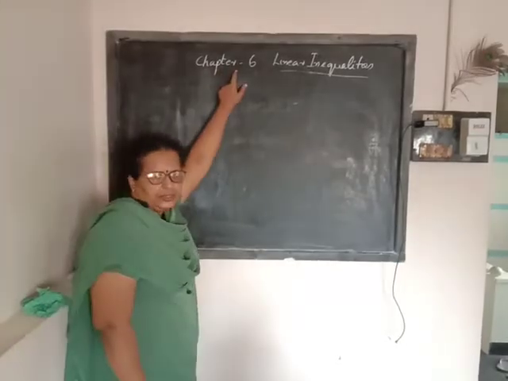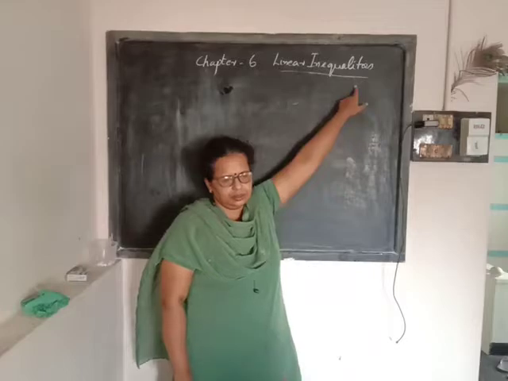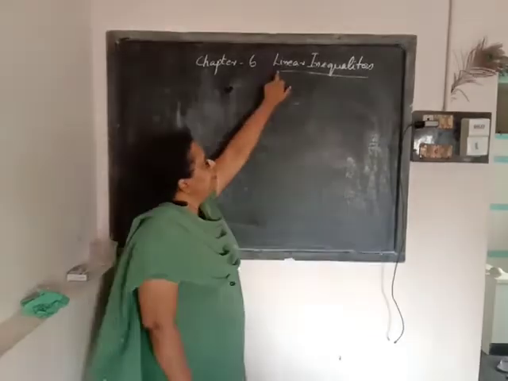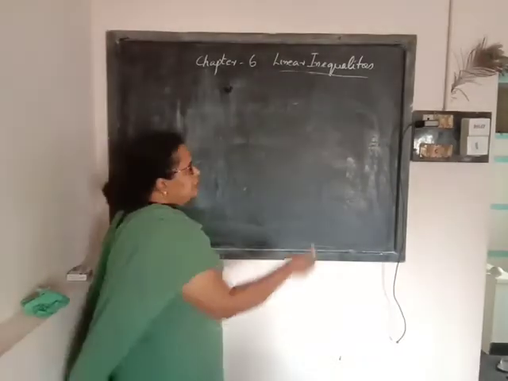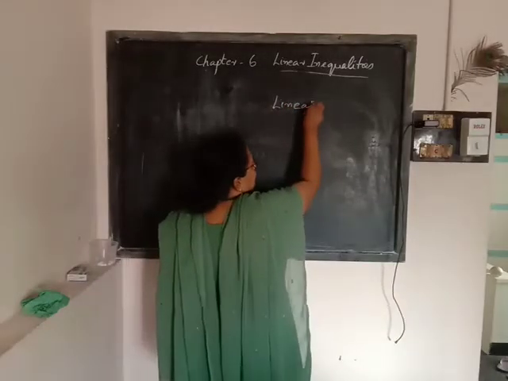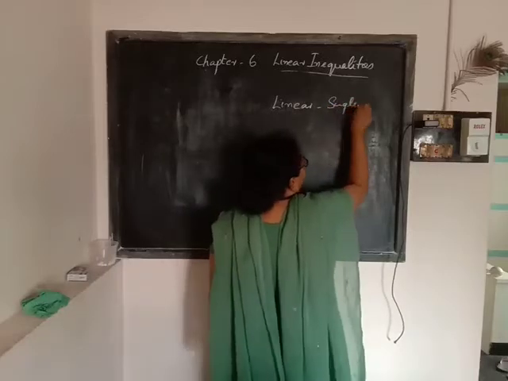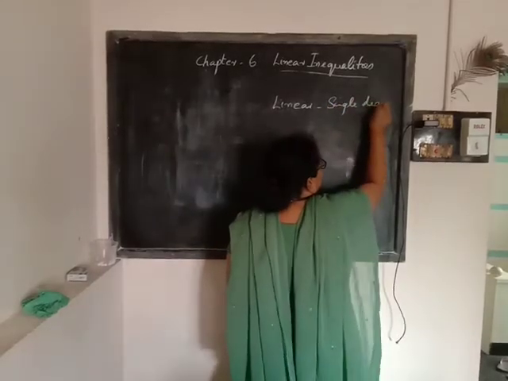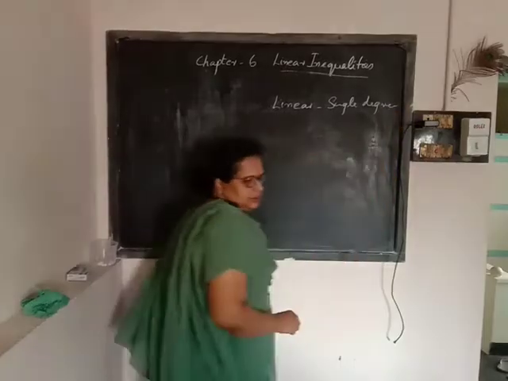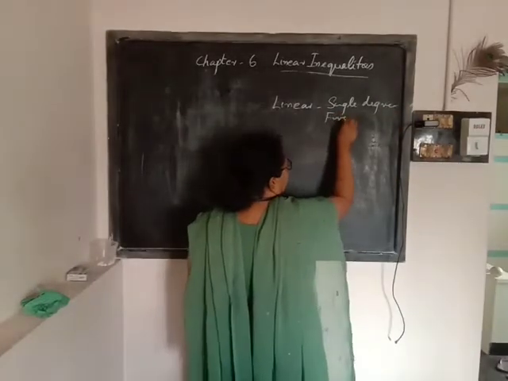We are going to start chapter 6, linear inequalities. Look at the terms. Linear. Linear means what? Linear means single degree. If the degree of the equation is 1, then it is called a linear equation. Single degree, first degree.